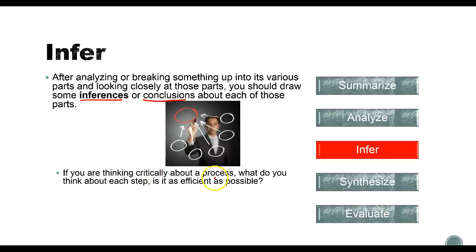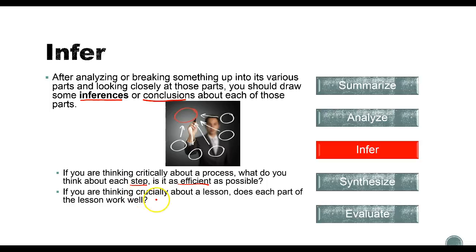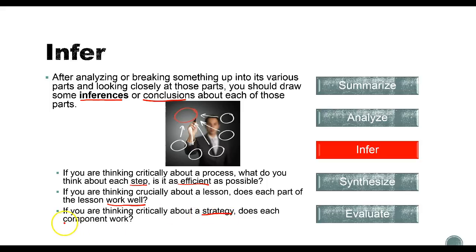So if you're thinking critically about a process, what do you think about each of the steps or each of the parts? Is each step or part as efficient as possible? If you're thinking critically about a lesson, does each part of the lesson work well? Or do some parts of the lesson not work that well and need to be revised? If you're thinking critically about a strategy, does each component work well in the strategy? Or are there some components of the strategy that you're going to have to rethink?